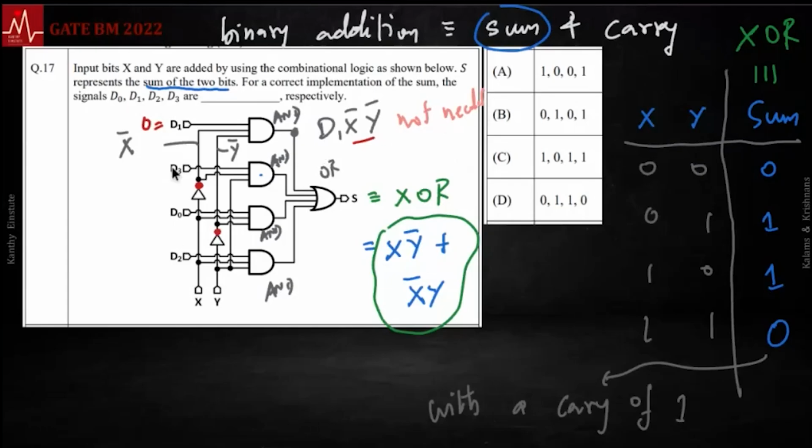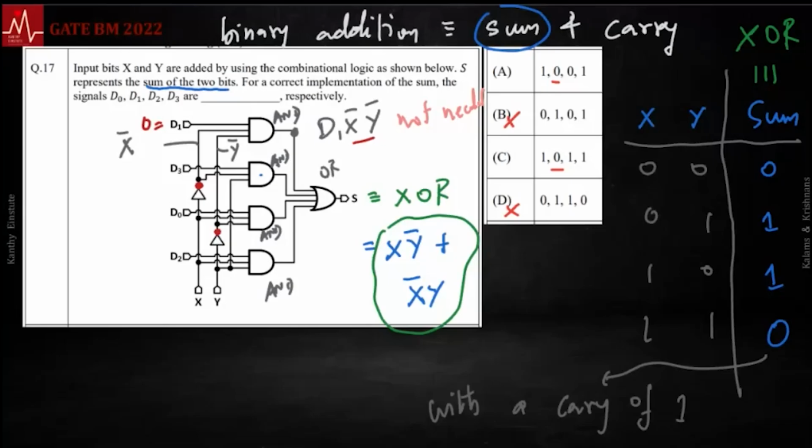So D1 is 0. So the answer at this stage is either this option or this option. This option is ruled out. This option is ruled out. One more thing can answer which one is different. Let's do it for D2.